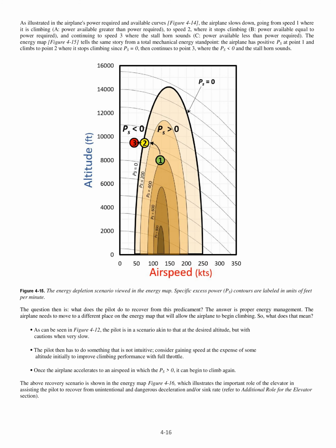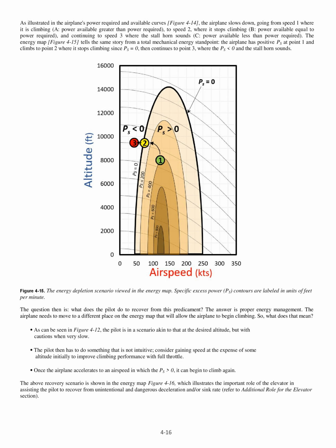As illustrated in the airplane's power required and available curves, the airplane slows down, going from speed 1 where it is climbing, A, power available greater than power required, to speed 2, where it stops climbing, B, power available equal to power required, and continuing to speed 3 where the stall horn sounds, C, power available less than power required.